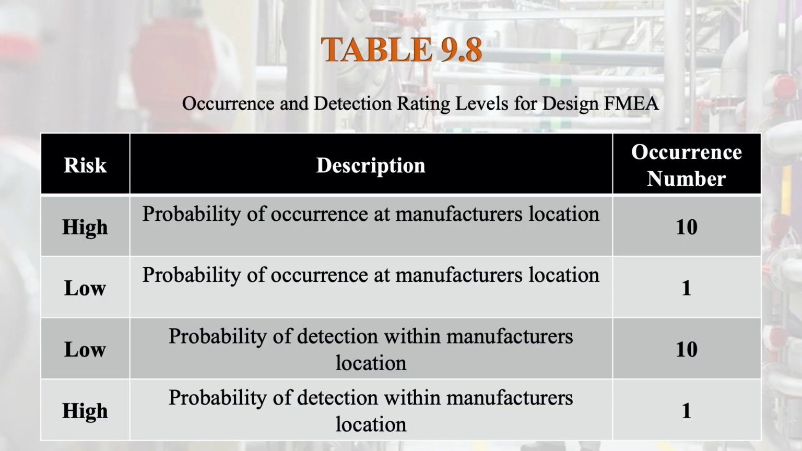So for example, in manufacturing, for the probability of occurrence at the manufacturing location, if the occurrence number is 10, the risk will be high. If the occurrence number is 1, then the probability of occurrence at the manufacturing location is low. So like that, one has to identify. If the occurrence number is more, then the risk is high.